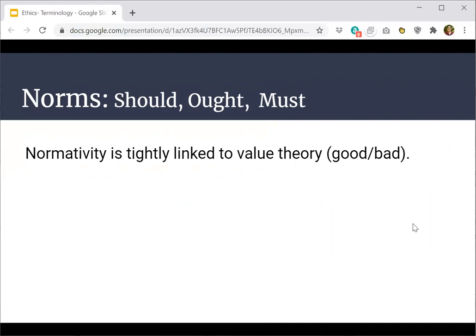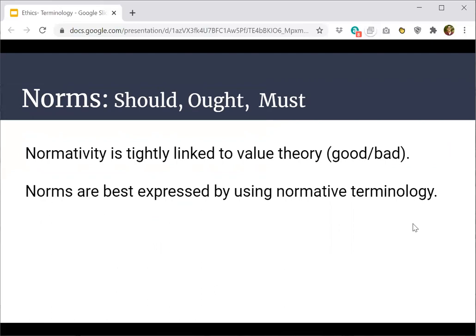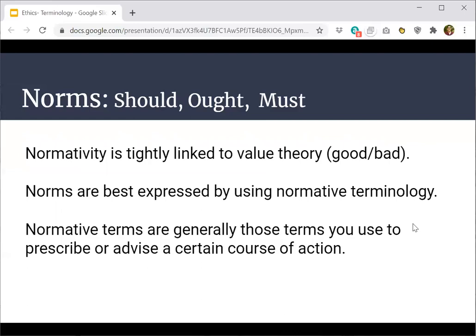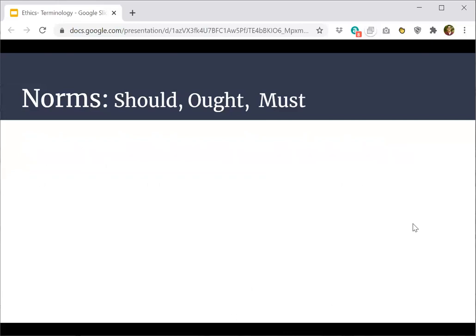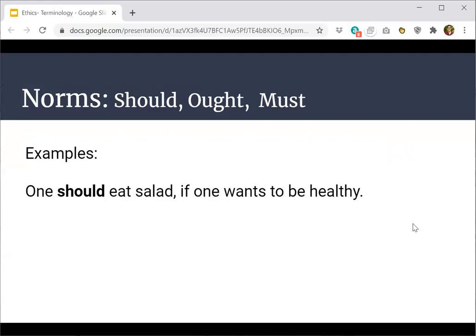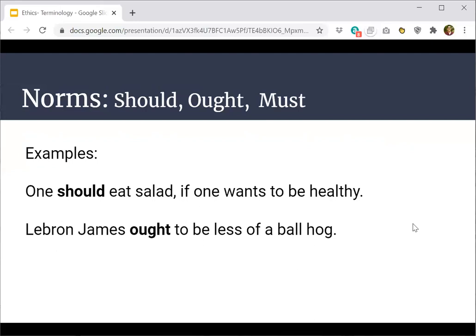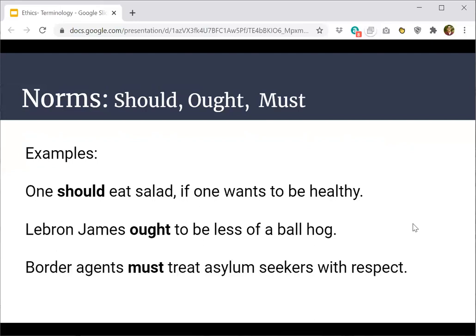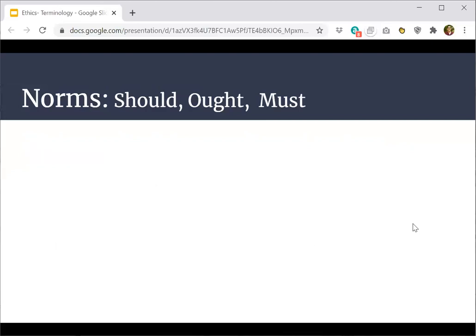Norms. Normativity is basically what it is that we're studying when we're studying axiology. If you remember, axiology is the study of value. Norms are best expressed by using what we might think of as normative terminology. Normative terms are generally those terms that you use to prescribe or advise a certain course of action. So, for example, one should eat salad if one wants to be healthy. LeBron James ought to be less of a ball hog. Border agents must treat asylum seekers with respect.